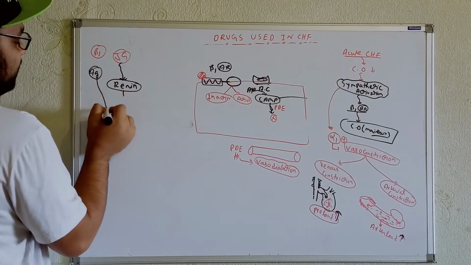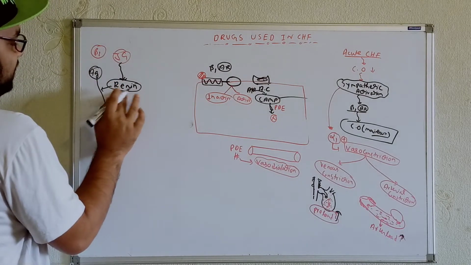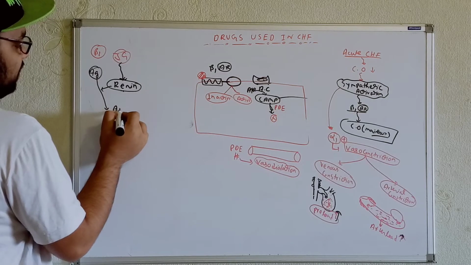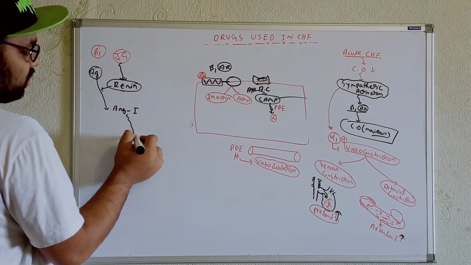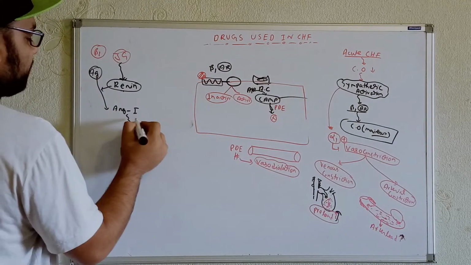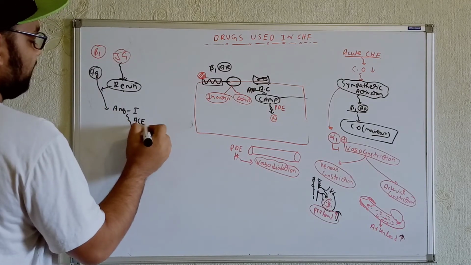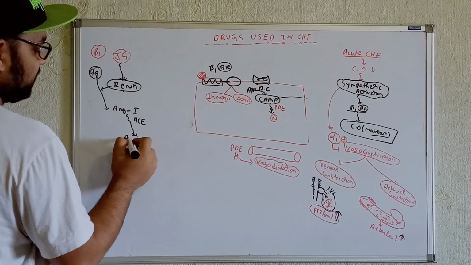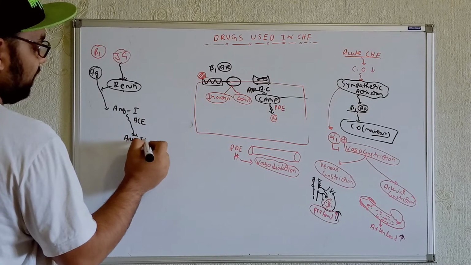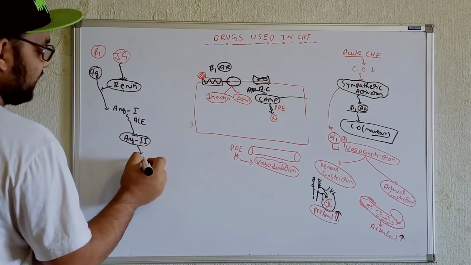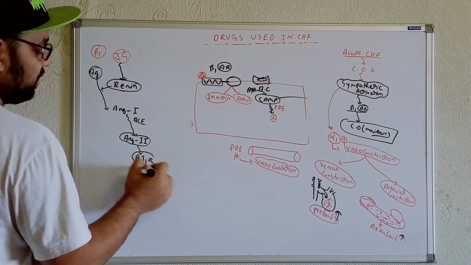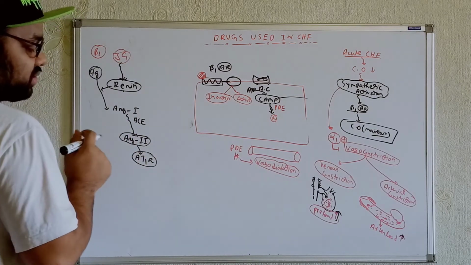This protein will be secreted. The renin will convert the angiotensinogen to what? Angiotensin 1. And whenever we get angiotensin 1, when it goes to the lungs, we know that within the lungs there is angiotensin converting enzyme that will convert angiotensin 1 to angiotensin 2. Now it can activate the receptor known as AT1R, angiotensin 1 receptors.